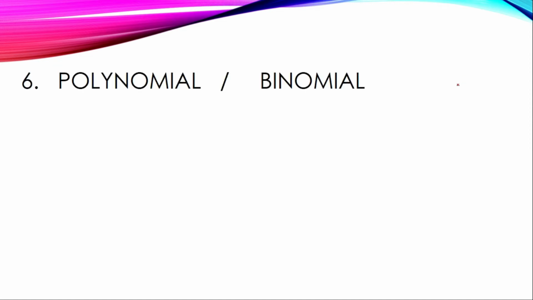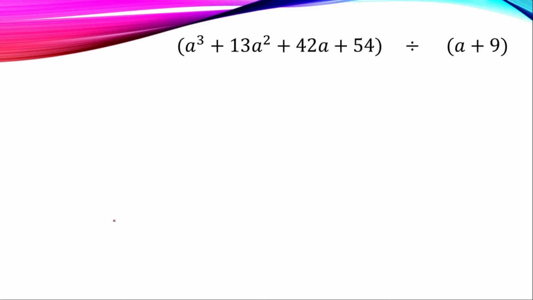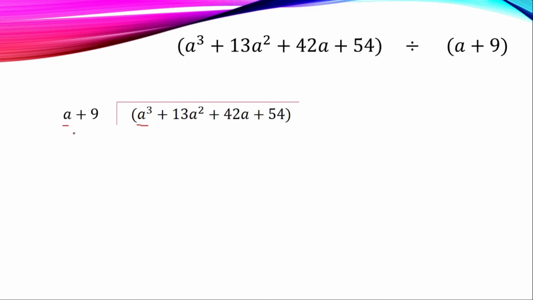Then, let's have polynomial divided by a binomial. Use the process of long division. In here, give focus on the first term of the divisor. So, let's have this example. We have a cubed plus 13a squared plus 42a plus 54 divided by a plus 9. As we have said earlier, just focus on the first terms. So, a cubed divided by a, your answer is a squared.